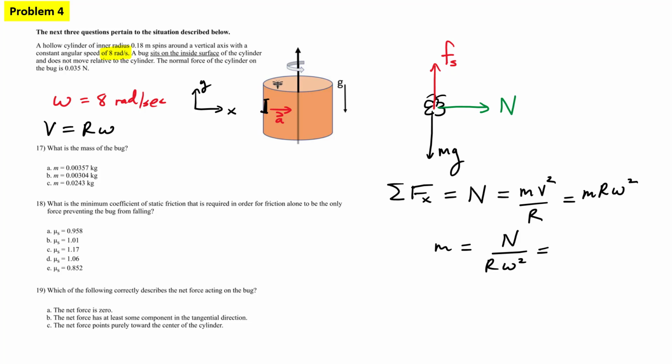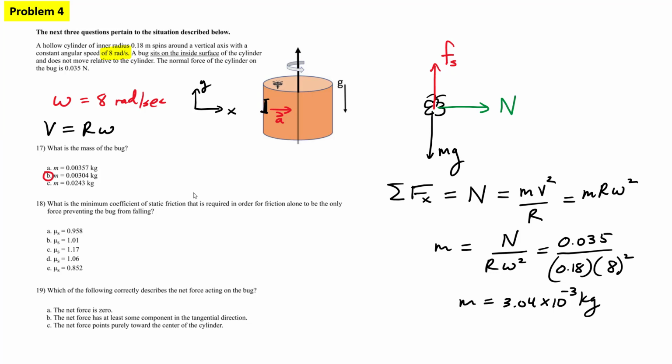The normal force was 0.035. The radius of the cylinder is 0.18. And my omega was 8, already in radians per second. I substitute that in the calculator, and I should get a mass that is approximately 3.04 multiplied by 10 to the minus 3, measured in kilograms. That corresponds to choice B, the best answer for this one.